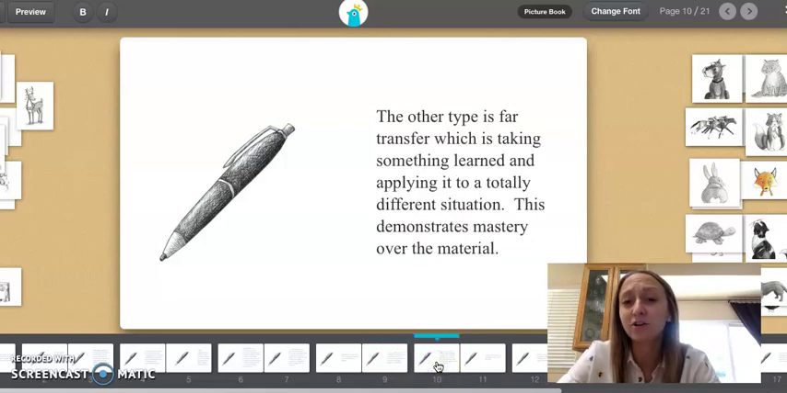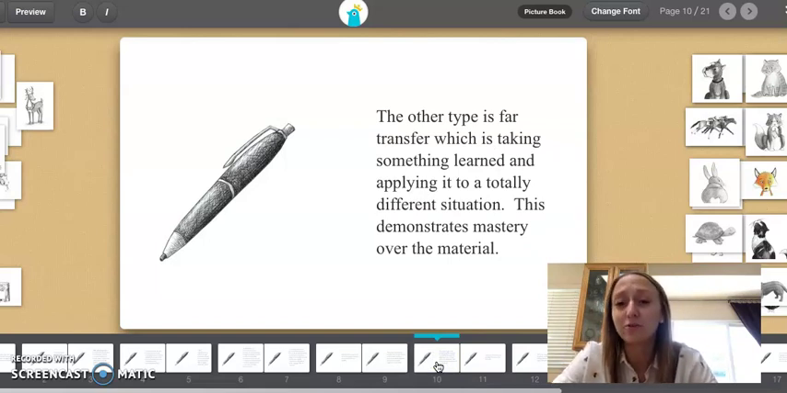Whereas far transfer is taking something you've learned and applying it to a totally different situation. I really think that this demonstrates more mastery over the material, being able to take knowledge and apply it to a completely different situation. Like if you're learning a concept in an economics class, and being able to apply it to an economy across the world, or a situation that you're seeing. I think that really demonstrates that you understand the material and understand what you're learning.